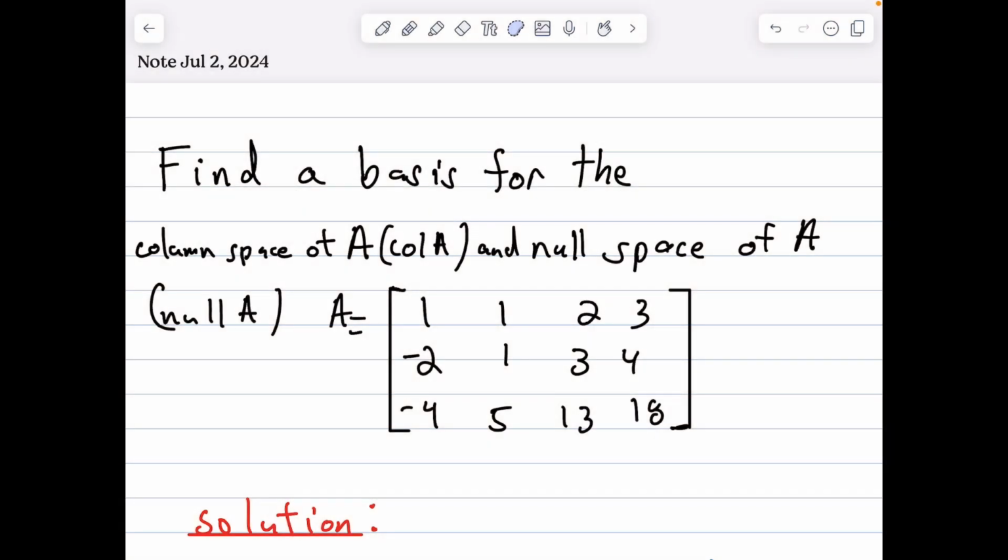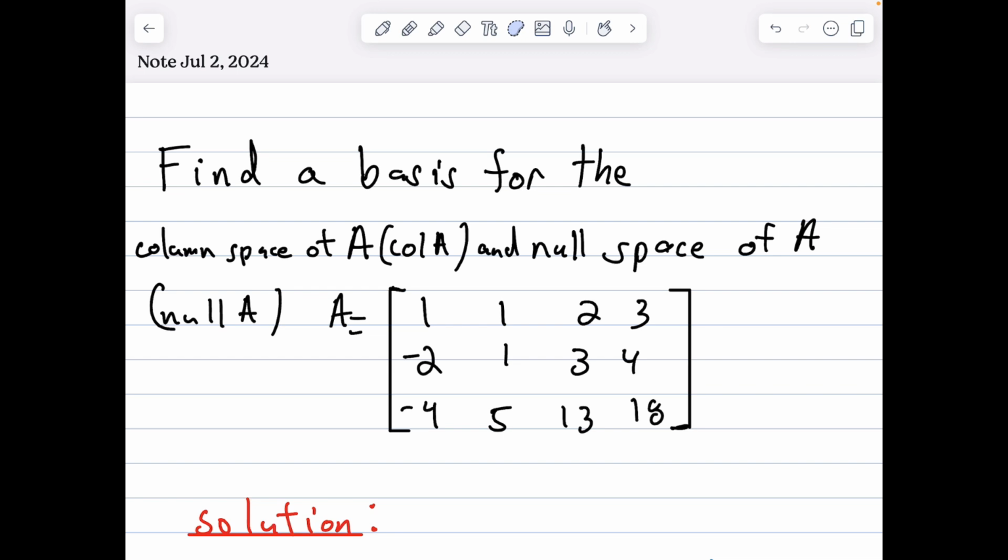All right, hello everyone. So today we're working with a linear algebra problem. We've got the following: find a basis for the column space of A, which sometimes we denote as COLA for shorthand, and the null space of A, null A, where A equals, this is a 3x4 matrix, 3 rows, 4 columns. I'm going to read each row off here. 1, 1, 2, 3 is your first row, minus 2, 1, 3, 4 is your second row, and minus 4, 5, 13, 18 is your last row number 3.